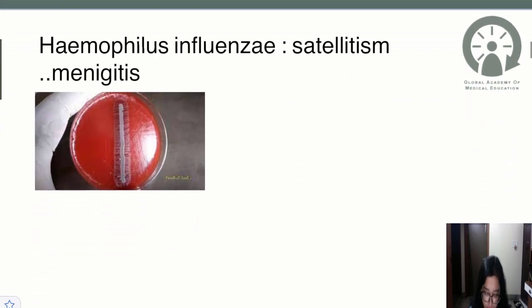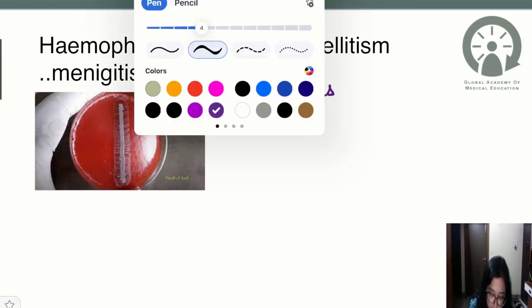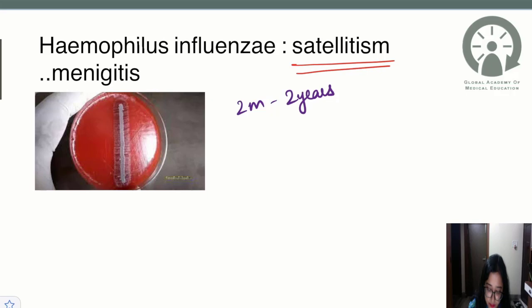The question showed an image of satellitism, and the most probable organism is Haemophilus influenzae. The history that was provided was of a child, most commonly of the age group of 2 months to 2 years, who presents with signs of meningitis, and on culture they further showed that there was satellitism. Now what is satellitism?